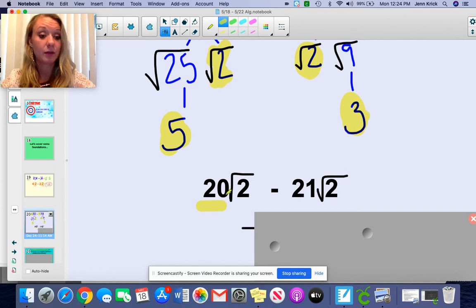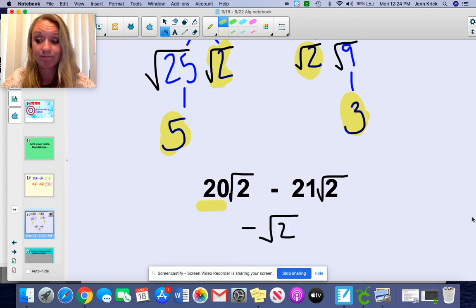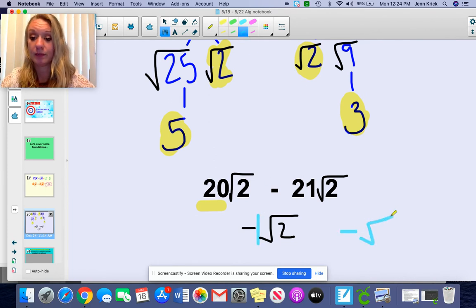Now, this problem you're ready to solve. You're good to go. 20 rad 2 minus 21 rad 2. You're just going to keep the rad 2. What's 20 minus 21? It's just a negative 1 rad 2. Or your answer could just be looking like that.